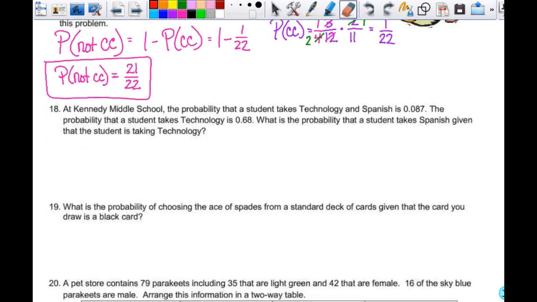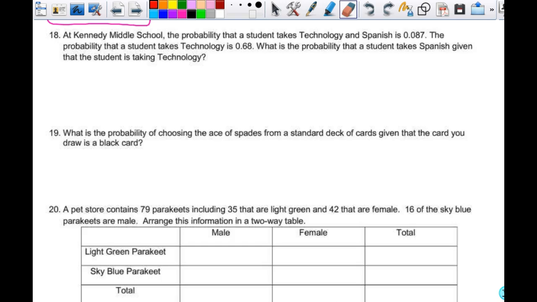At Kennedy Middle School, the probability that a student takes technology and Spanish is 0.087. The probability that a student takes technology is 0.68. What is the probability that a student takes Spanish given that the student is taking technology? All right, so the probability that the student takes Spanish given that they take technology.